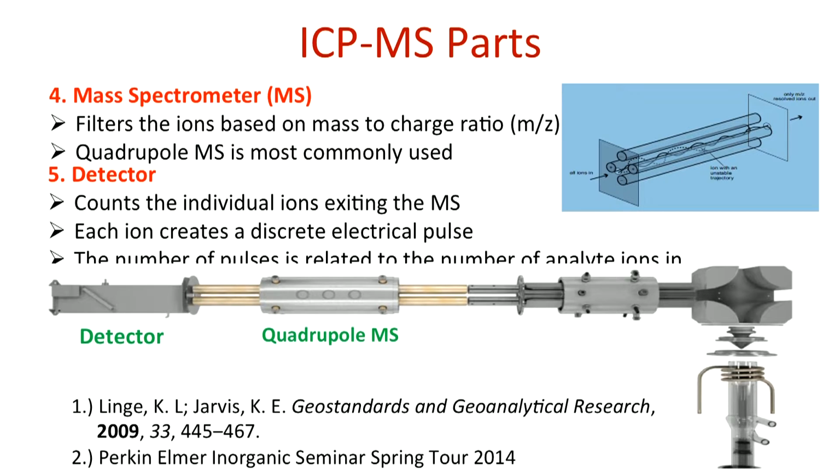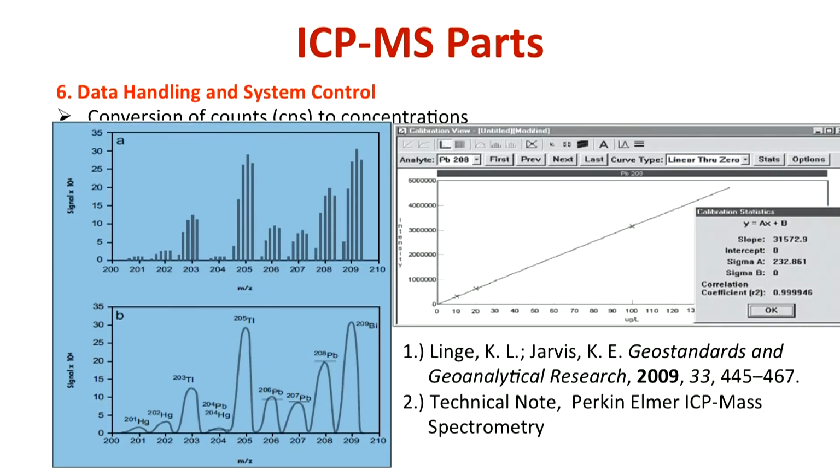And then once it comes out of the quadrupole MS, it goes to another detector, typically an electron multiplier detector, where each ion creates basically a discrete electrical pulse, and this pulse is converted into a signal.